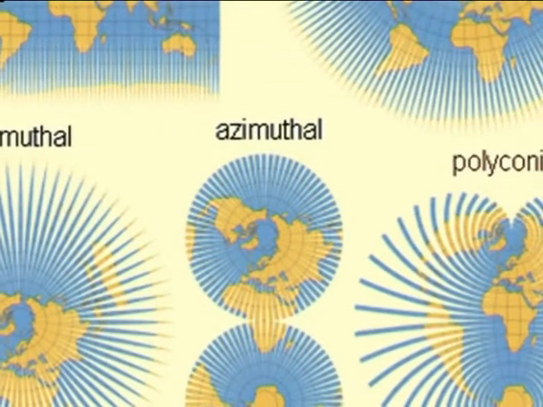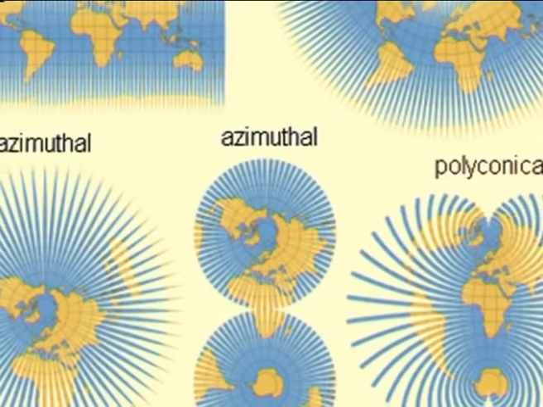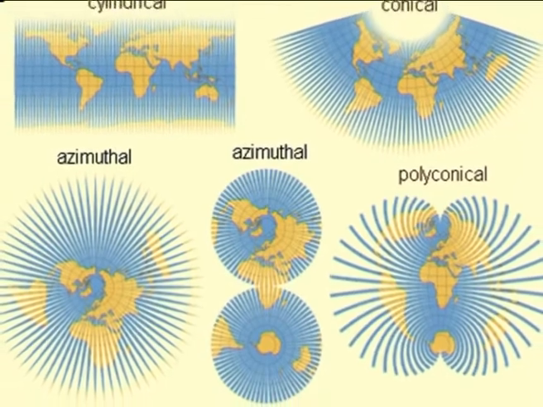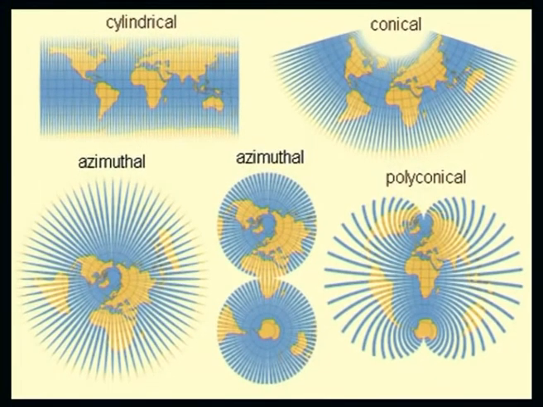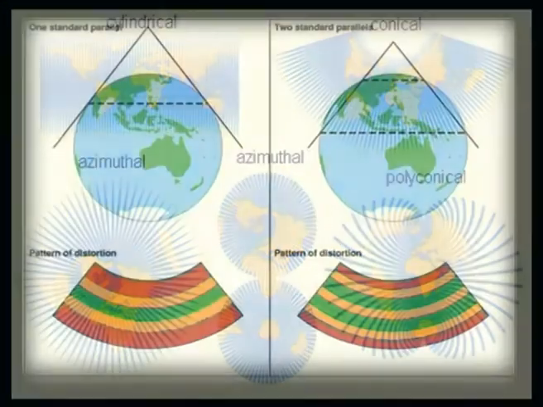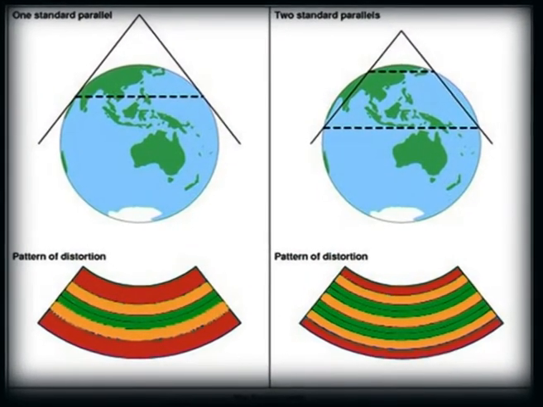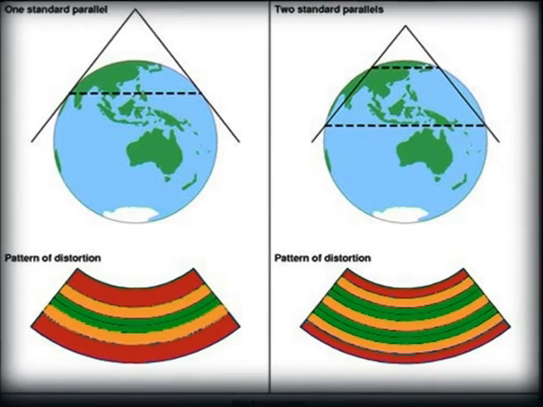The classification is usually a cross combination of two types of classification, such as the cylindrical may be equidistant, equal area, or conformal. Similarly, conical equal area, equidistant or conformal, and azimuthal equal area, conformal, etc.